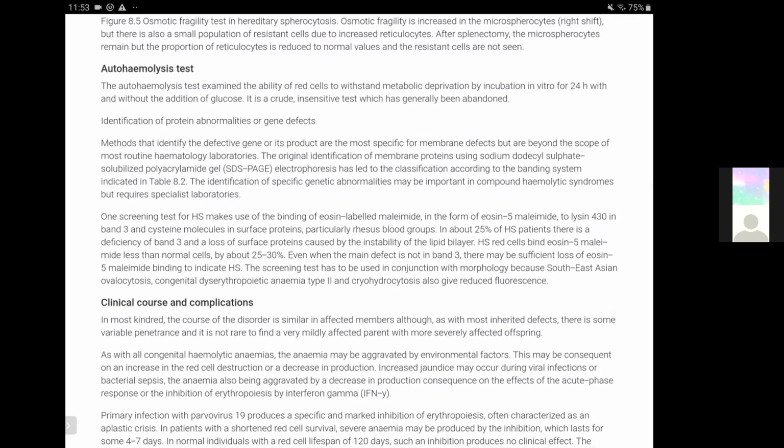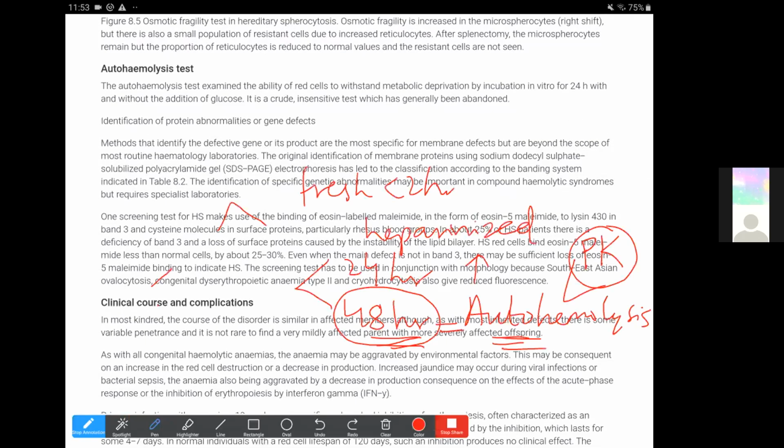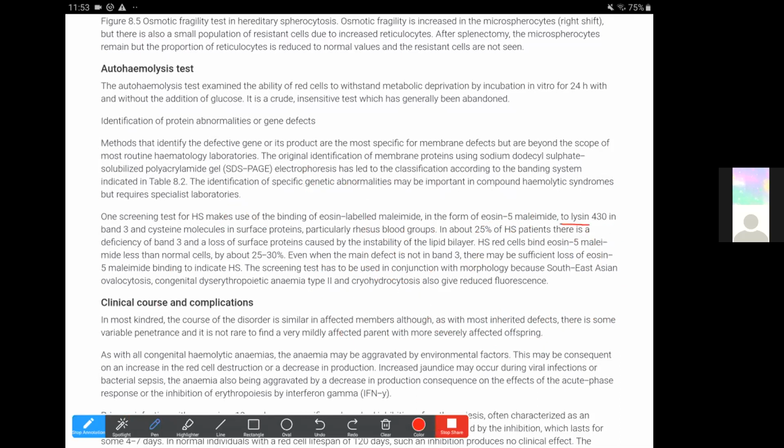And then for more specific testing, we can go on to protein abnormalities testing using SDS-PAGE electrophoresis, and genetic defects can be detected using molecular genetic testing. And the eosin-5-maleimide can be used, in which case the eosin-5-maleimide binds to two molecules, that is the lysine 430, which is a part of band 3, and cysteine molecule, which is the surface protein, particularly the rhesus blood group.